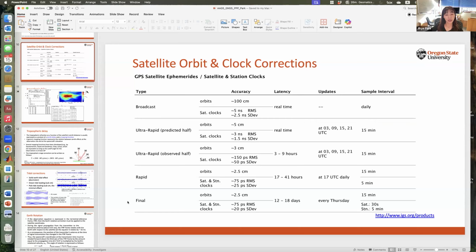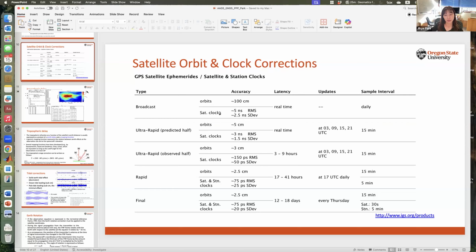So when we use the high precision solution, and we want to use a finer one, you see that there's a latency of 12 to 18 days. So it's not ideal for the real-time application. One option you can do is the ultra-rapid orbit and the clock product. That is based on some prediction and the observation. So it's available real-time. There's no latency.